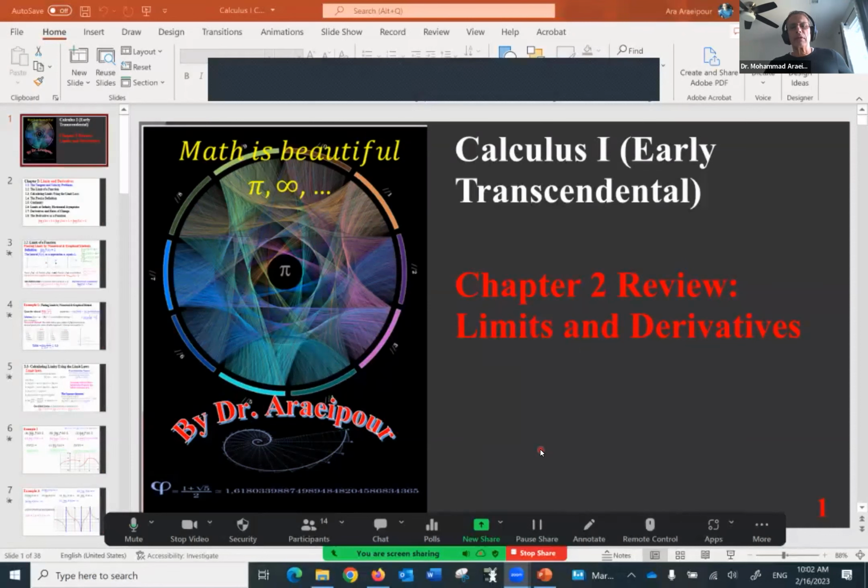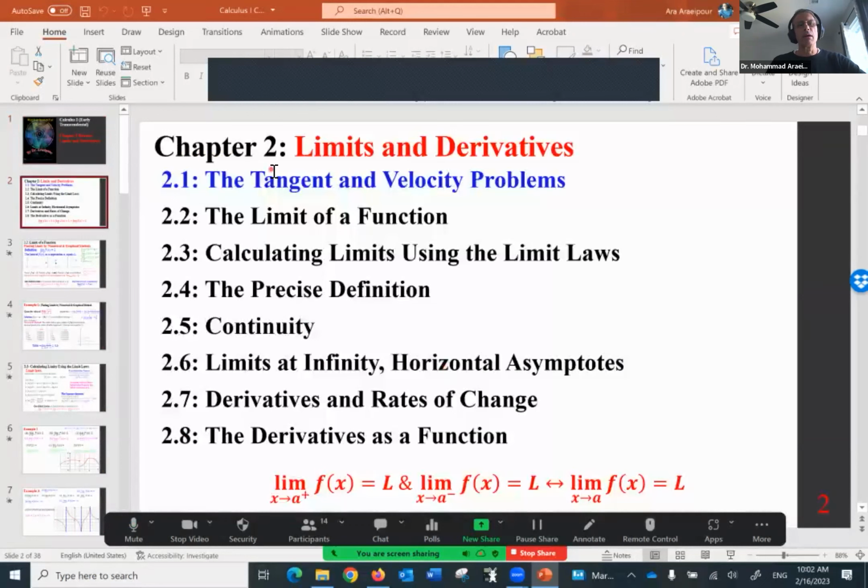We are looking at chapter 2 review, which is limits and derivatives. In this chapter, we cover the tangent and velocity problems, the limit of a function, calculating limits using the limit laws, the precise definition, continuity, limits at infinity, horizontal asymptotes, derivatives and rates of change, and the derivative as a function.